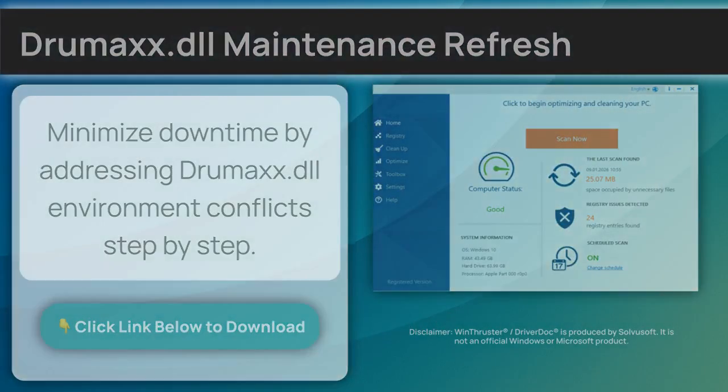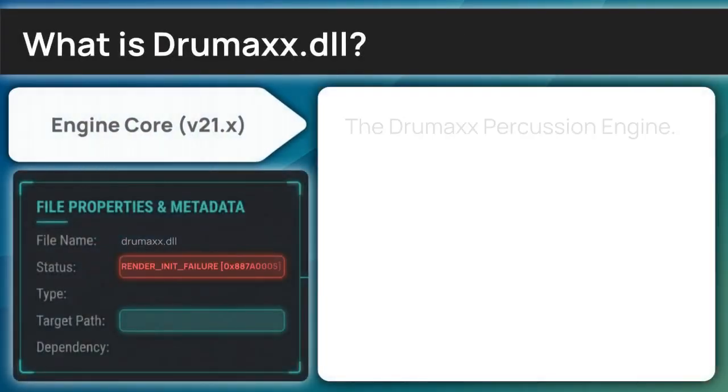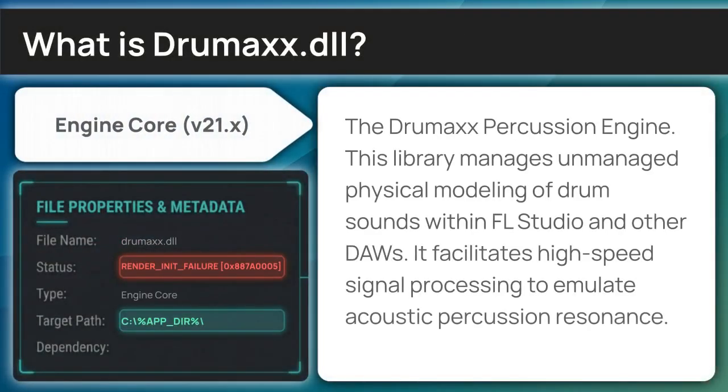This is the Drumaxx Library, the Drumaxx Percussion Engine. This library manages unmanaged physical modeling of drum sounds within FL Studio and other DAWs. It facilitates high-speed signal processing to emulate acoustic percussion resonance. Since we've covered what this file is, let's move to the primary fix.